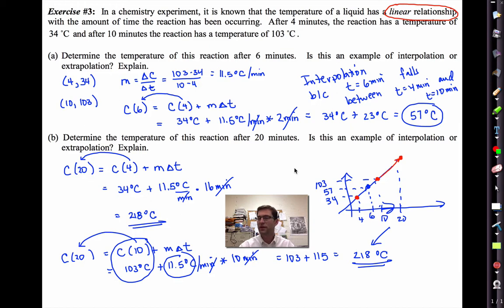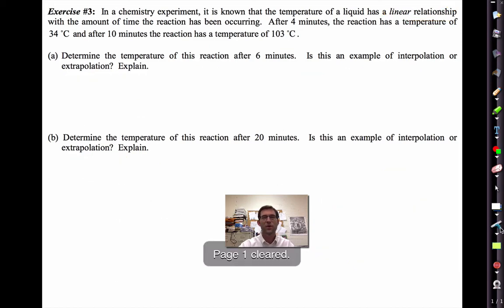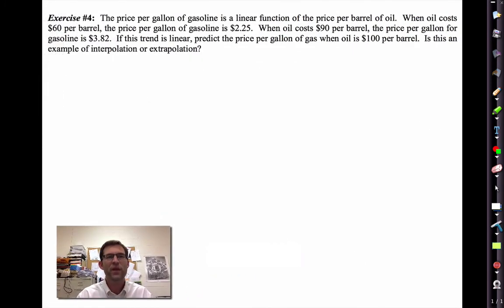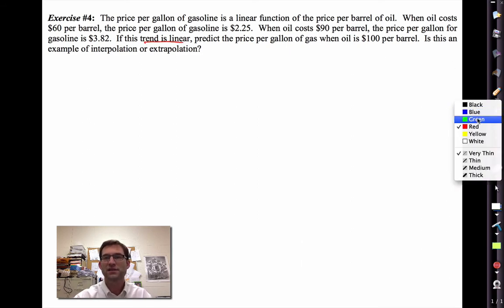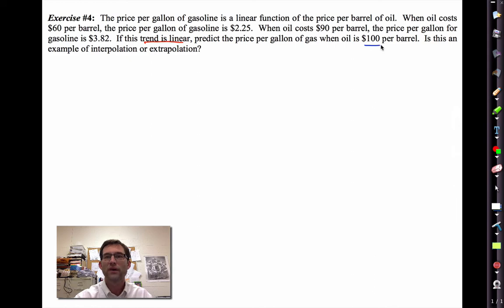All right, clearing out the text, let's finish with one final problem. The price per gallon of gasoline is a linear function of the price per barrel of oil. When oil costs $60 per barrel, the price per gallon of gasoline is $2.25. When oil costs $90 per barrel, the price per gallon of gasoline is $3.82. If this trend is linear, predict the price of a gallon of gasoline when the oil is $100 per barrel. Is this an example of interpolation or extrapolation?